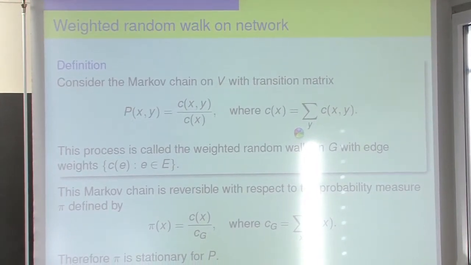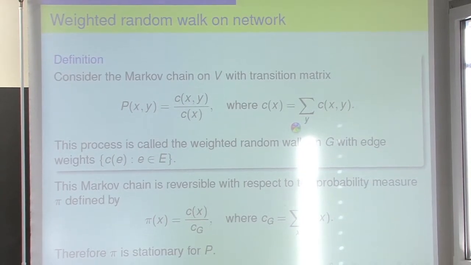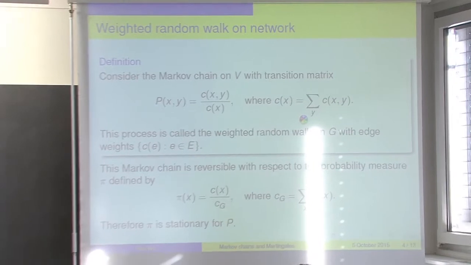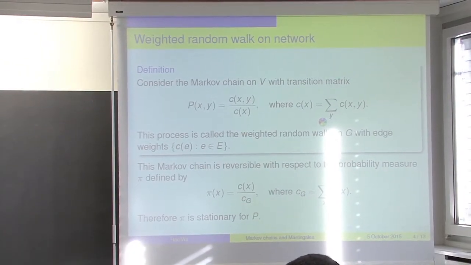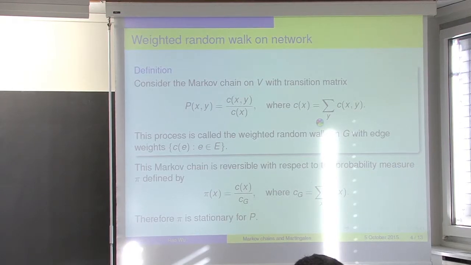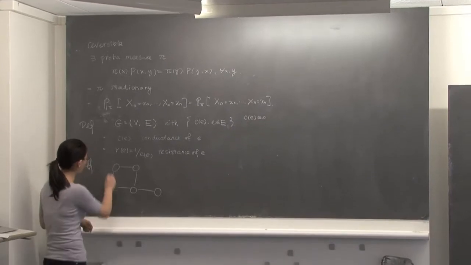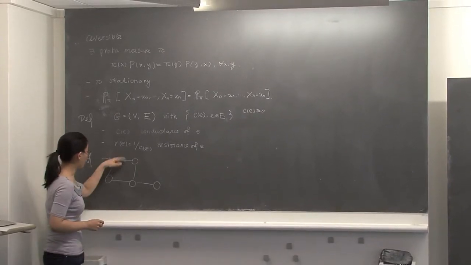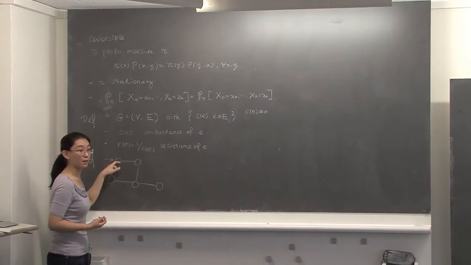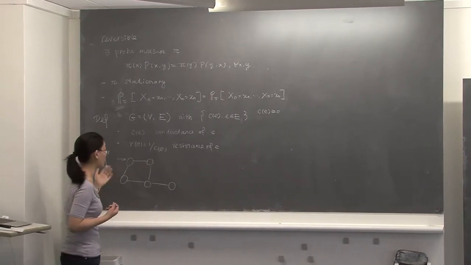So recall that when we introduced reversibility, we introduced random walk on the network when the network has just unit conductance. So it is just a random walk on the graph. So this is a graph. And the random walk on this graph is: once we arrive at a vertex, we count how many neighbors we have, and then we jump to one of the neighbors uniformly. So this is a simple random walk on the graph.